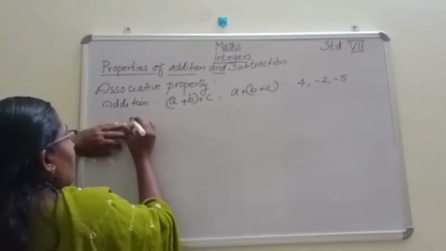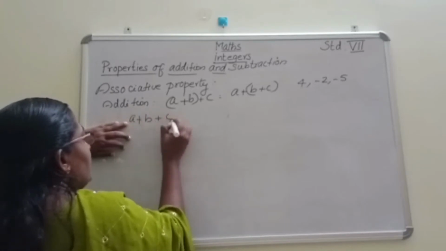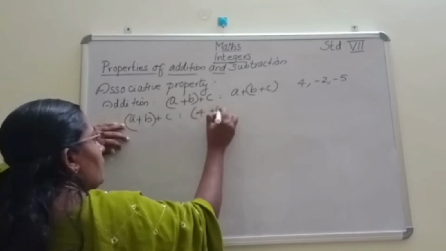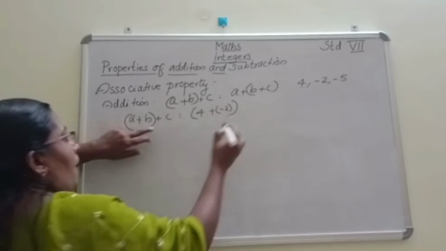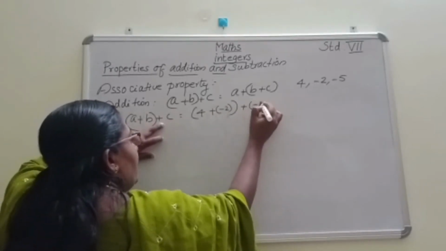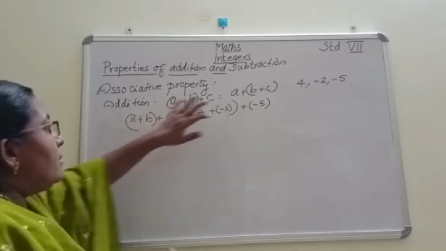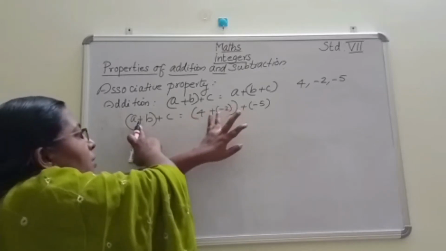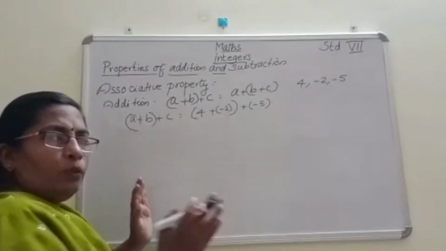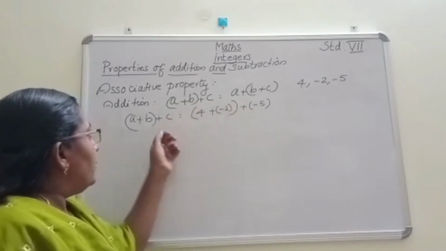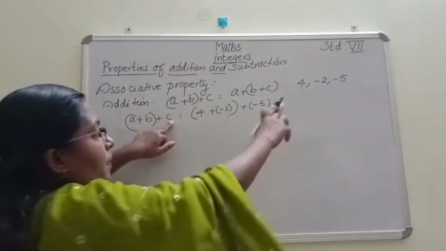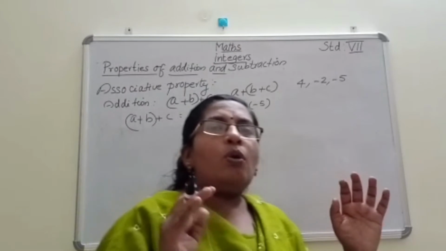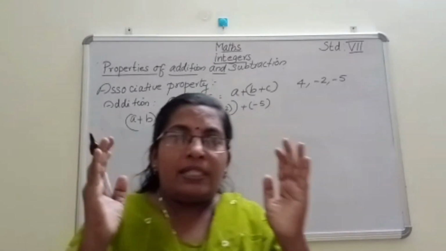First check it. (A plus B) plus C. That is A, what is 4 plus minus 2, plus minus 5. A means A is 4. This plus. B is minus 2, inside one bracket. Then plus. This plus will come here. C is minus 5. Understand? Then first we want to find the value of inside the bracket.